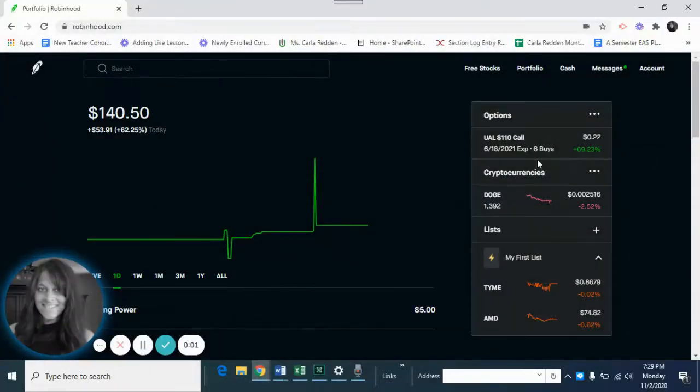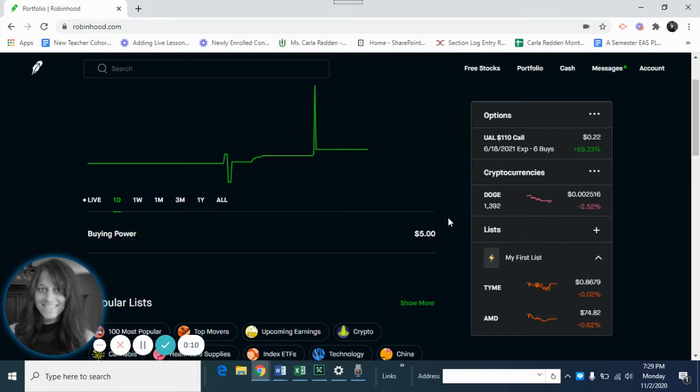Guys, in today's tutorial, I'm going to show you how to work the Robinhood website. And this would also apply for the Robinhood app as well. There will be just slight differences.